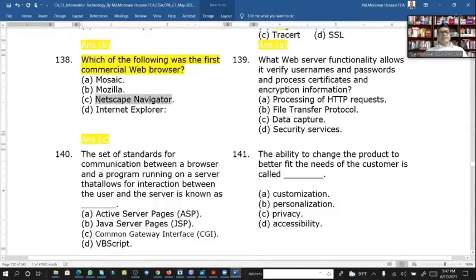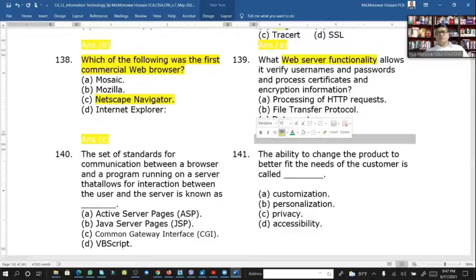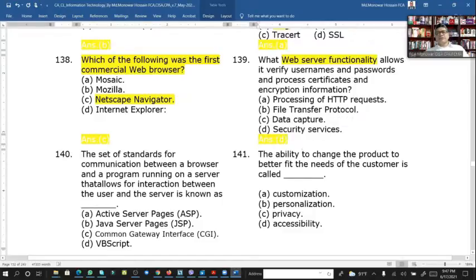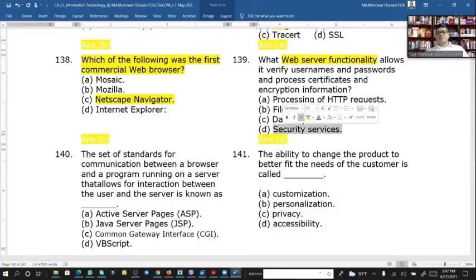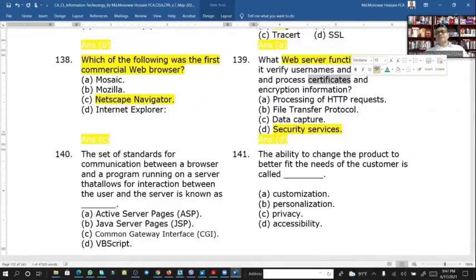Answer: Netscape Navigator. Then comes Internet Explorer. Then, what web server functionality allows it to write usernames and passwords and process certificate and encryption information? If you see the answer, it is security servers, because processing certificates is interrelated with the security purpose.